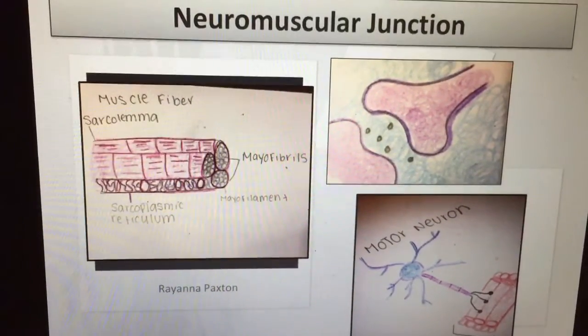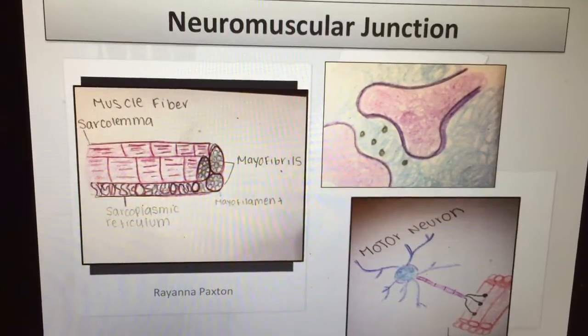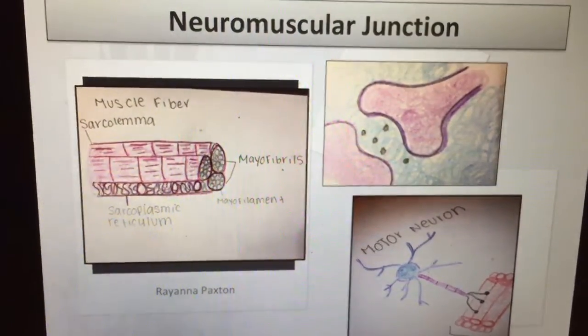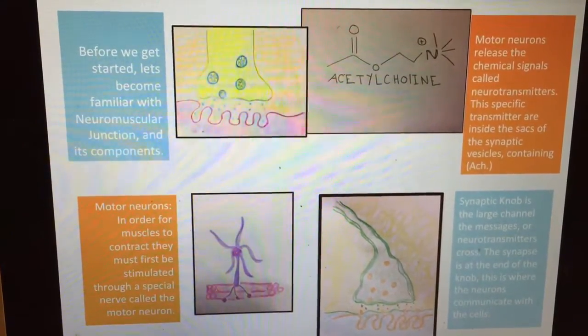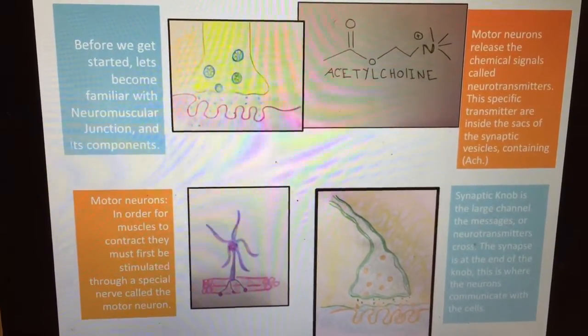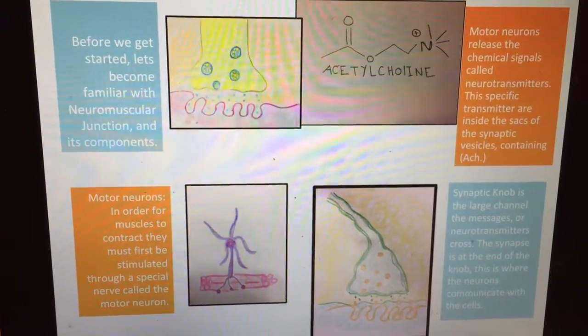For my discussion 4, I will be discussing the neuromuscular junction. Before we get started, let's become familiar with the neuromuscular junction and its components.